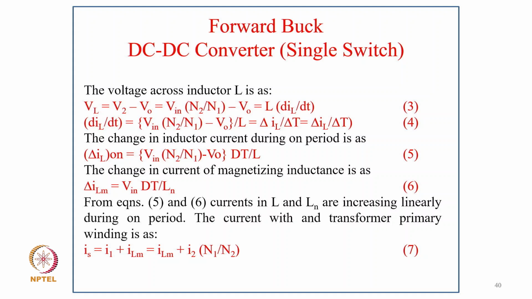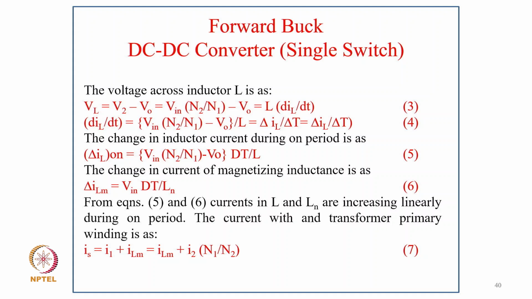So the change in the inductor current during the on period is delta IL on equal to (V in N2 upon N1 minus VO) dt upon L. The change in the current of the magnetizing inductance is delta ILM equal to V in dt upon Lm. From these equations, the currents in L and Lm increase linearly during the on period.